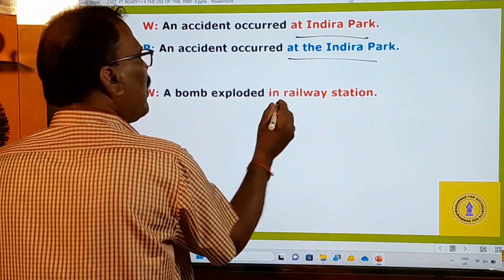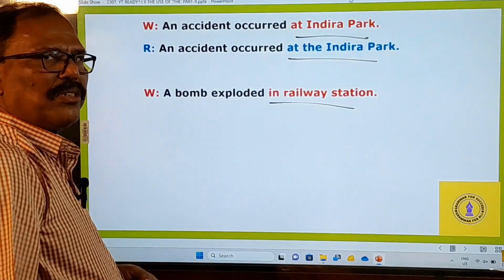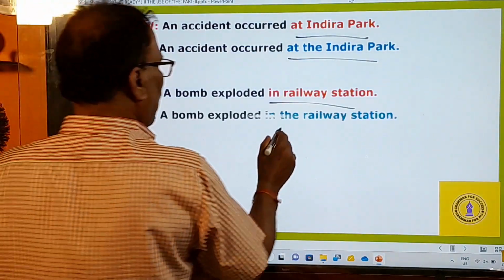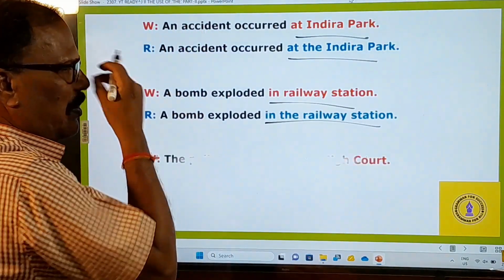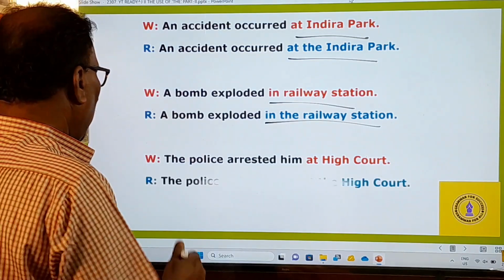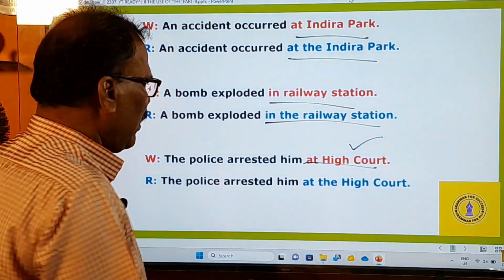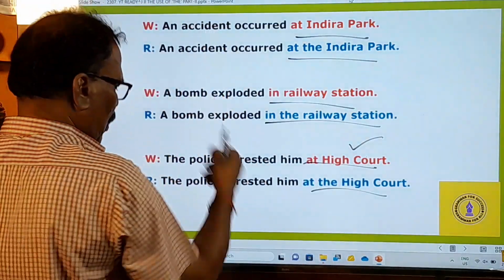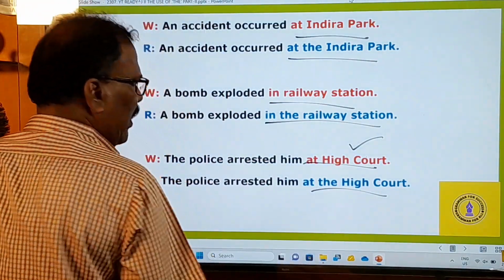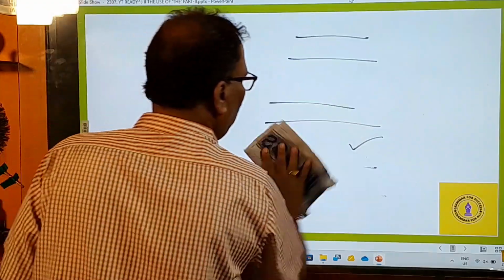A bomb exploded in railway station. Railway station is an important place. You have to say in the railway station. Never say in railway station. And here, the police arrested him at High Court. High Court is an important office. And here, at the High Court, right? So I hope you have understood this rule very easily. And now we go to the next rule.